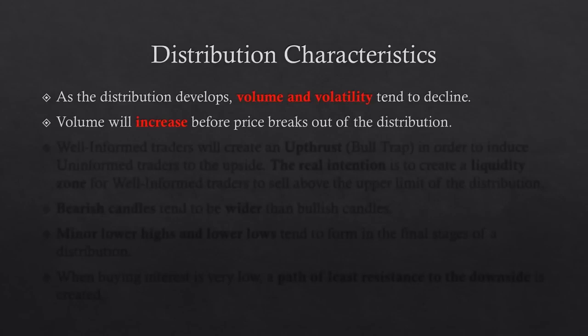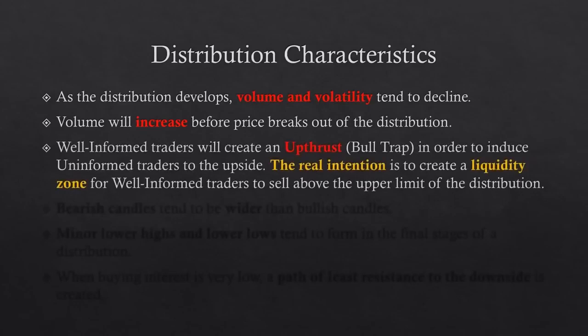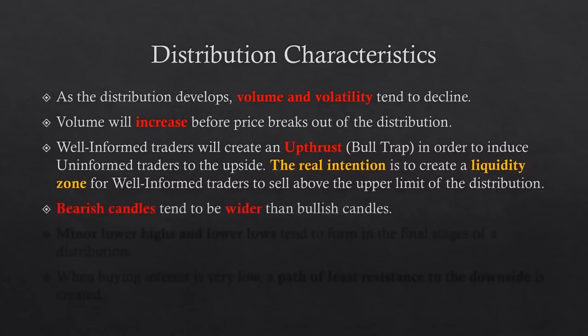In the attempt to manipulate uninformed traders, large traders will create what is called an upthrust, which is a false bullish breakout intended to induce uninformed traders to buy at higher prices, just so that well-informed traders can sell more at an extremely good price. Since well-informed traders will be observing demand constantly, the bearish candlesticks will tend to be wider than the bullish ones.